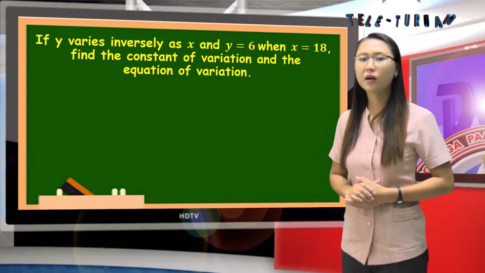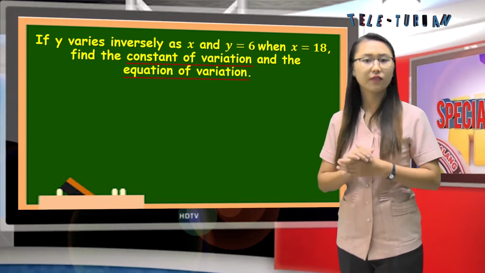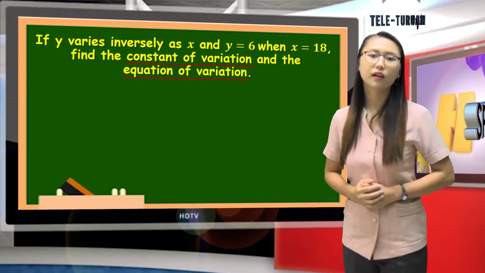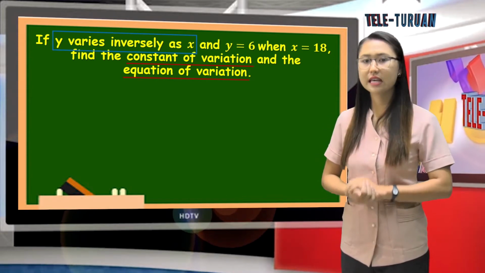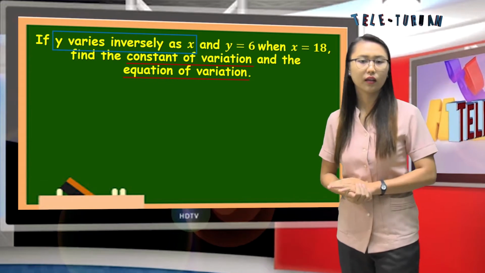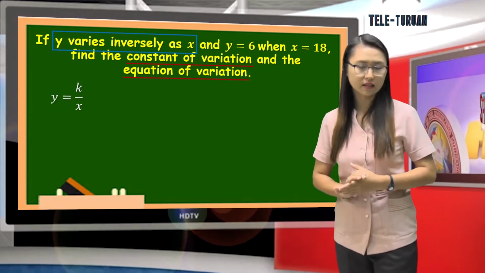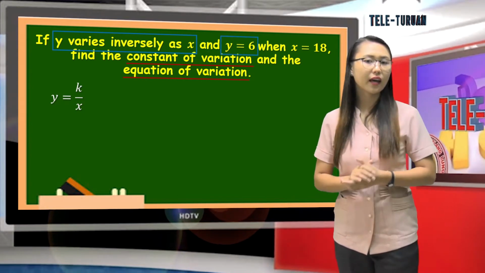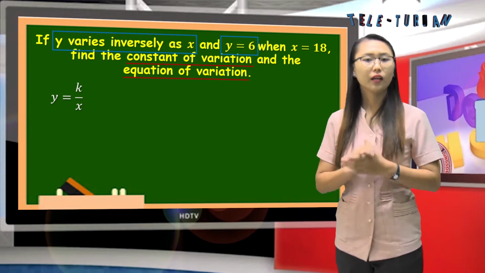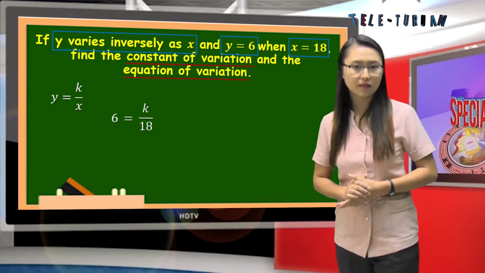In this problem, we are asked to find the constant of variation and the equation of variation. First, we need to translate the statement y varies inversely as x into an equation. So we have y is equal to k over x. Next, we will substitute the given values of y and x into our equation. It will become 6 is equal to k over 18.